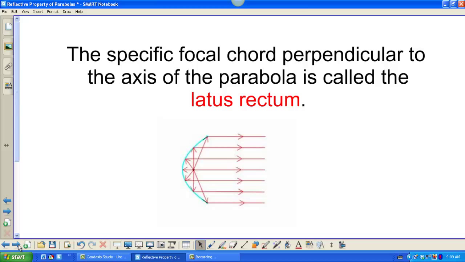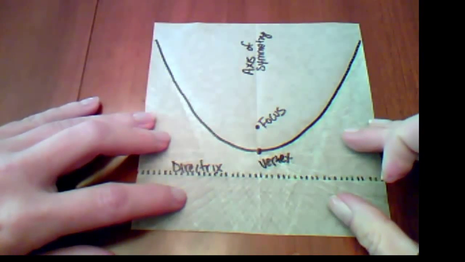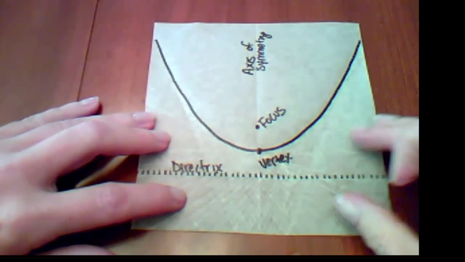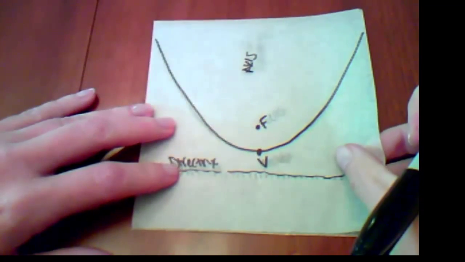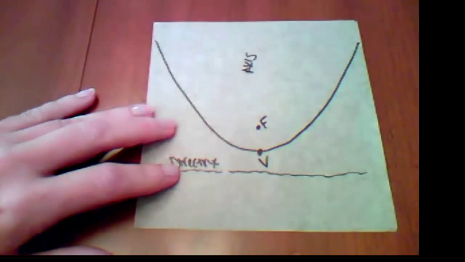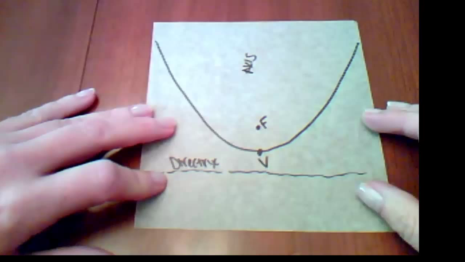The specific focal chord perpendicular to the axis of the parabola is called the latus rectum. Let's use our patty paper again to show how this is formed. Okay, again, here is the patty paper parabola we created in a previous activity, and I went ahead and just traced over it so that I could draw our next vocabulary word, which of course is my favorite to say. I'm actually kind of glad I get to say it in a video and not in front of you in class, but it is the latus rectum.